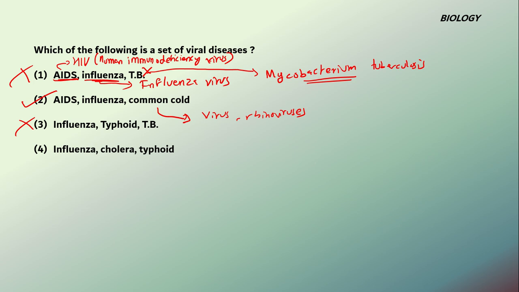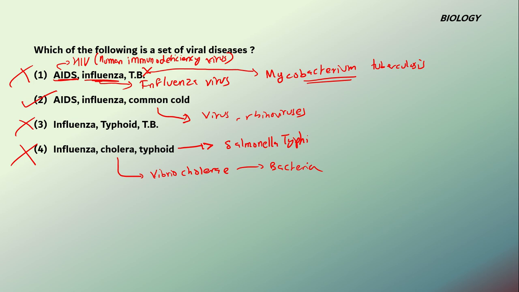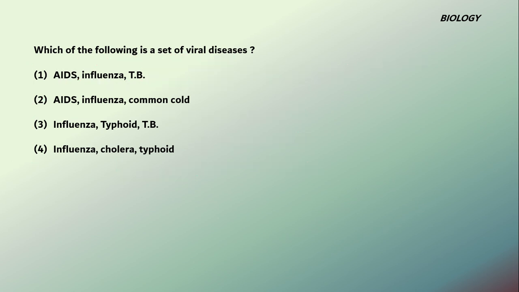In the fourth one, we have cholera and typhoid. Cholera is caused by Vibrio cholerae, which is a bacterium. And typhoid is caused by Salmonella typhi, which is not a virus. So option 4 is also incorrect, as we can clearly see. So option 2 is the correct answer for this question.